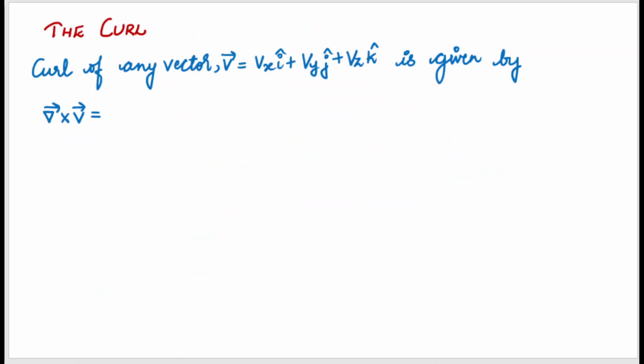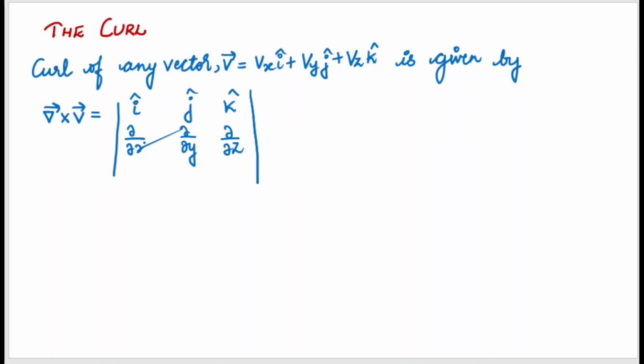Okay, now let us move on to the next topic called curl. How do you define a curl? The curl of any vector, again considering a vector v which is equal to vx into i cap plus vy into j cap plus vz into k cap, is given by the determinant of i cap, j cap, k cap; dou divided by dou x; dou divided by dou y; dou divided by dou z.